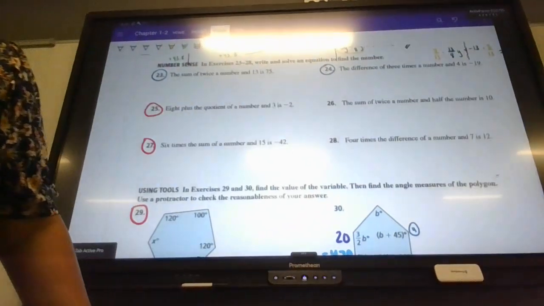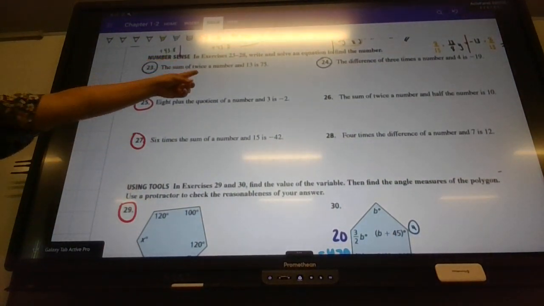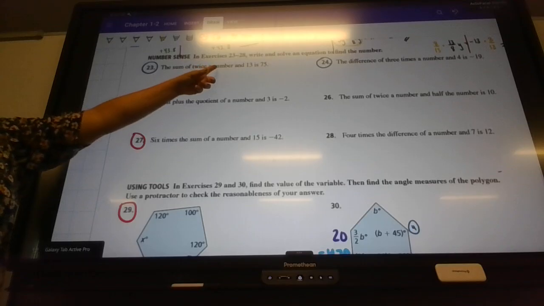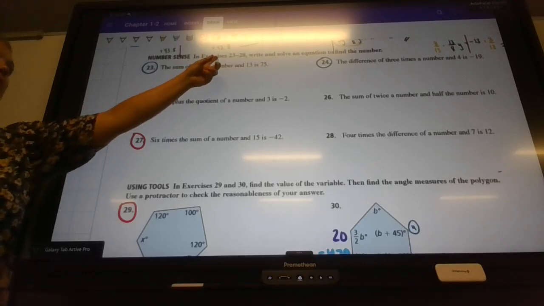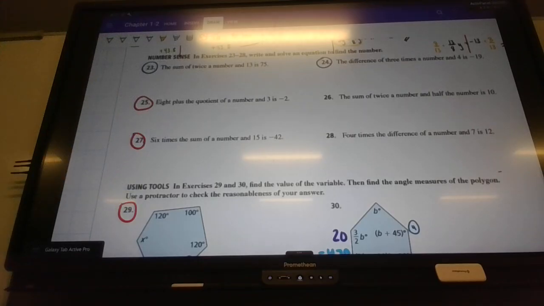And then wherever it says a number, that's where you put the x. Or a lot of times students like to use n. So wherever it says a number is where you put the letter in the equation.